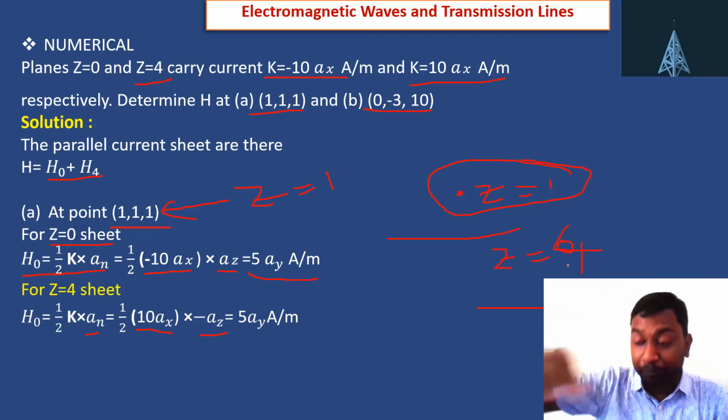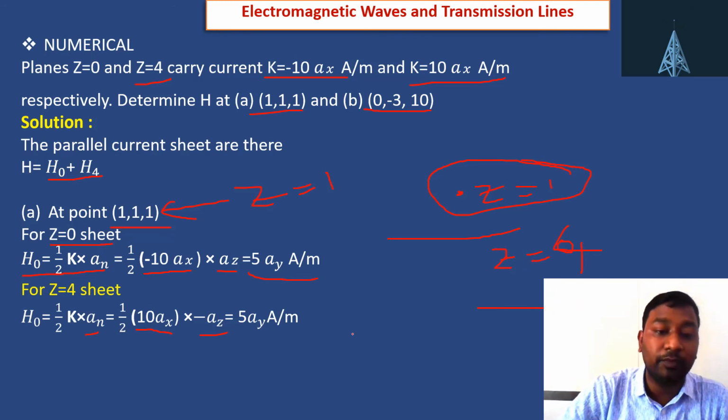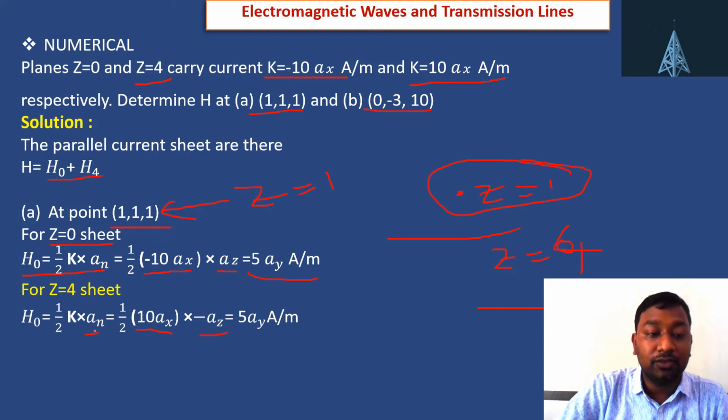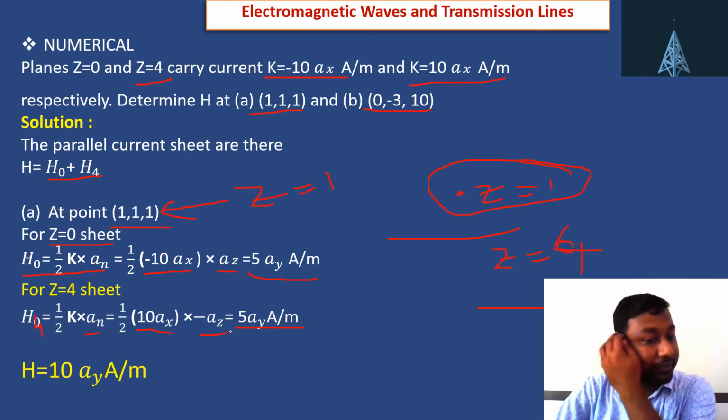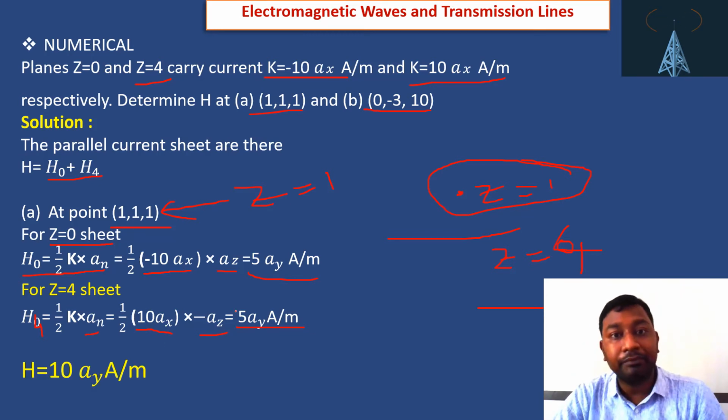Okay, we are seeing below, downwards. So that's why this value is minus az. So this will become h4 actually. Okay, so h4 will be half of k, and half of, so minus 5. So we know h value is h0 plus h4. So 5 ay plus 5 ay. So the answer is 10 ay ampere per meter.